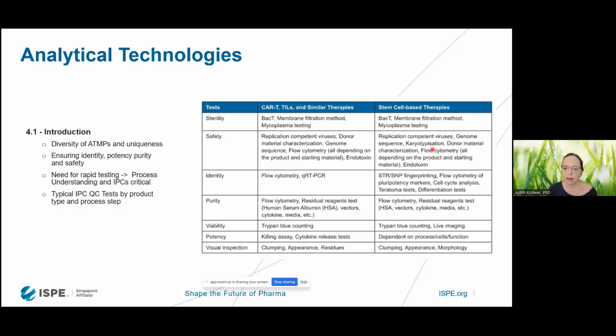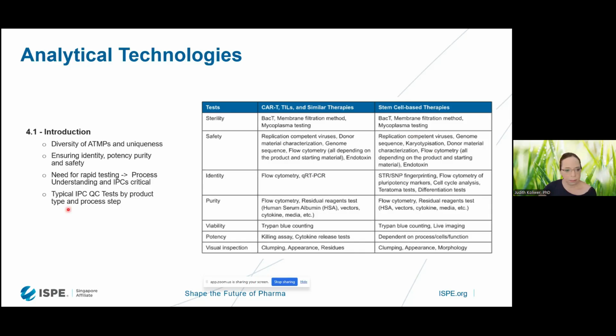And then on the right side, it's really more about the phenotypes, the cell cycle analysis, and differentiation tests and aspects around that. Obviously, this again is not extensive. It's really just a combination of which tests we really see.